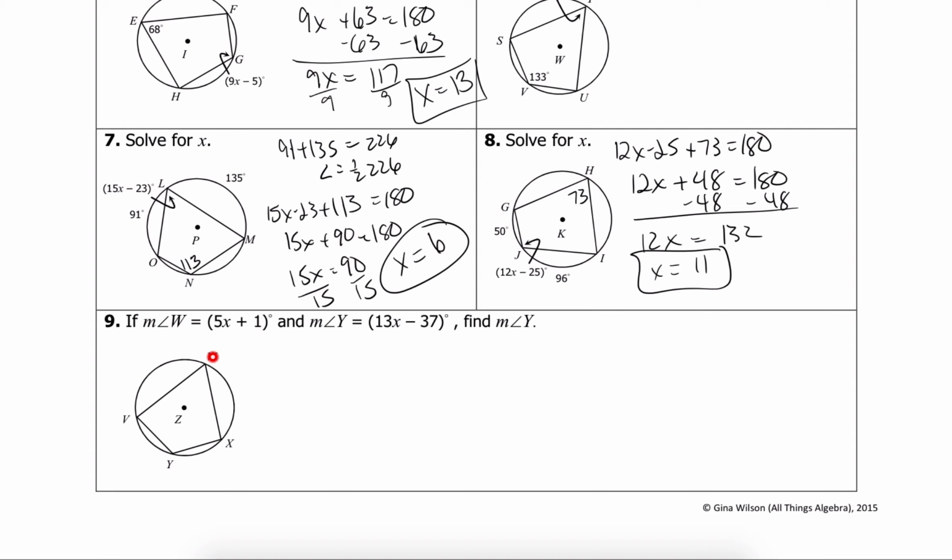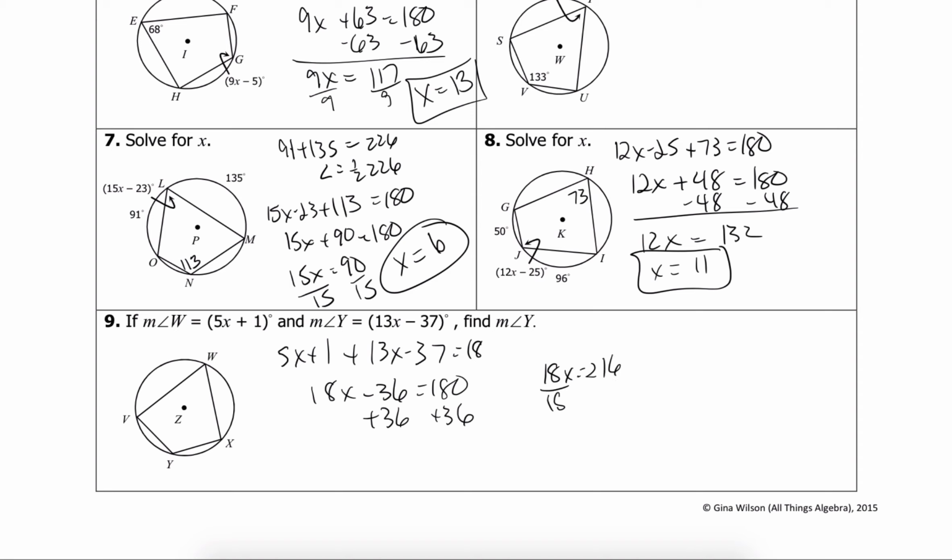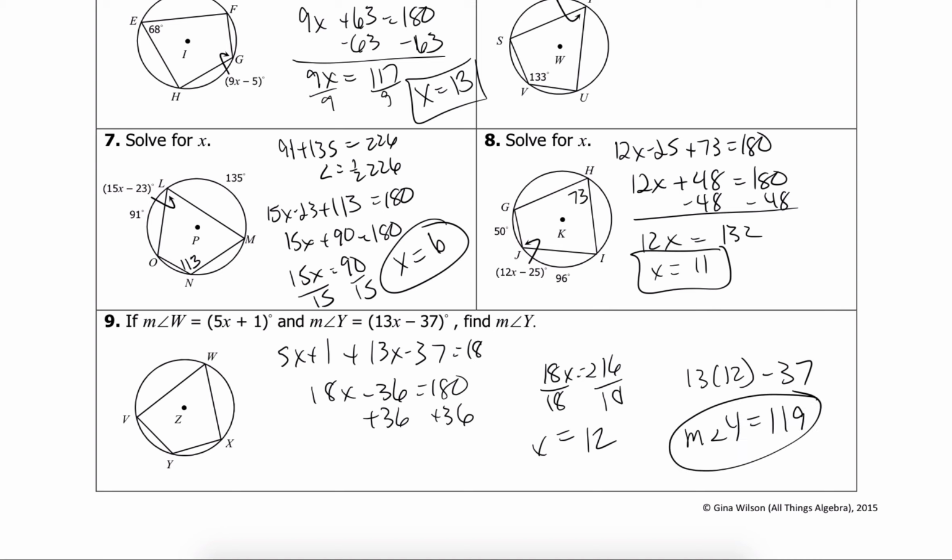All right, one more. We've got angle W, we've got angle Y. These are opposites, so I know I'm going to add them up equal to 180. Add 36 to both sides. 18x equals 216. Divide by 18. X equals 12. Now, we're not done, right? Because it says find y. So we're going to just plug that in. 13 times 12 minus 37. The measure of angle y is 119. Very good, guys.